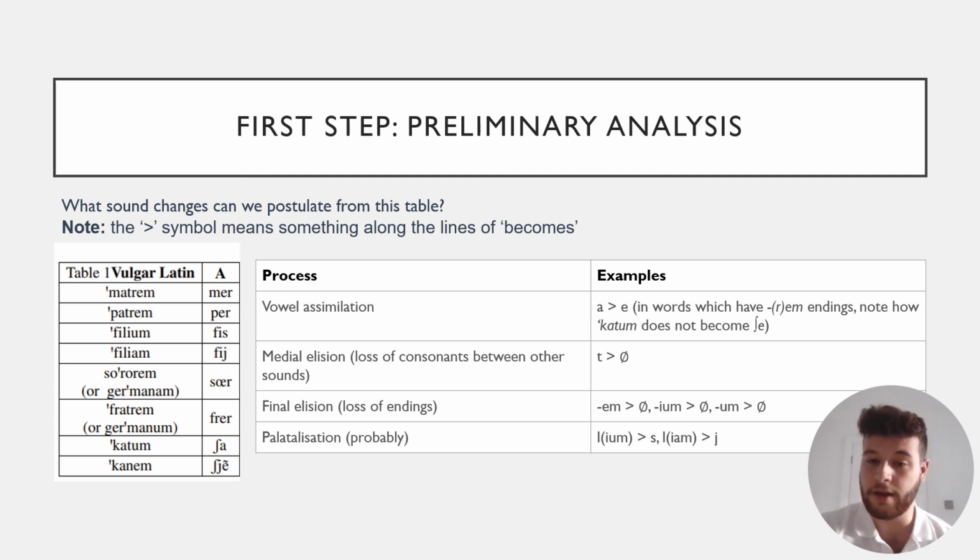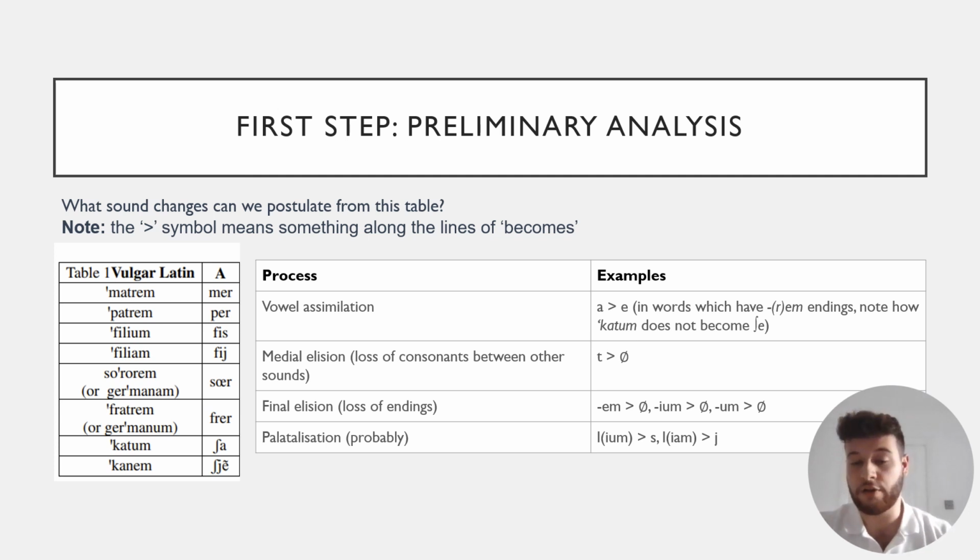So we can see that the A has become E in certain environments, in words which have M endings. We notice that Katum does not become she in this language. It is retained as an A, so there must be only certain places where the A changes. That's very important to remember. Again, we also see that consonants seem to disappear without a trace. This little 0 icon with a line through, that means nothing in linguistics. So we notice that T goes to nothing in certain words.